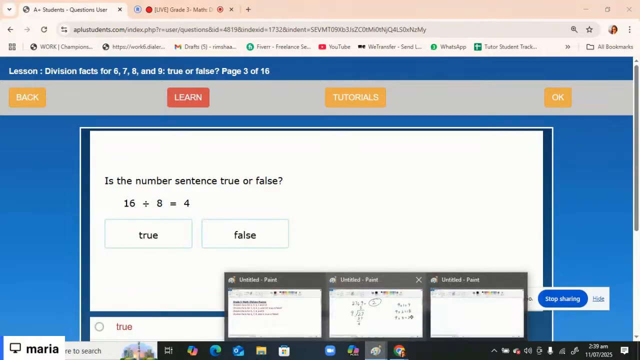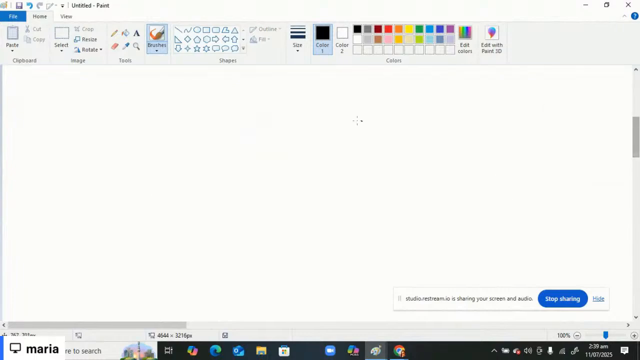16 divided by 8, which is 4. Okay, 16 divided by 8 equals 4. Now you guys tell me. Everyone tell me the answer of this. What is the answer of this one? 16 is inside, 8 is outside. So what is the answer for this? 4. Now you guys tell me.